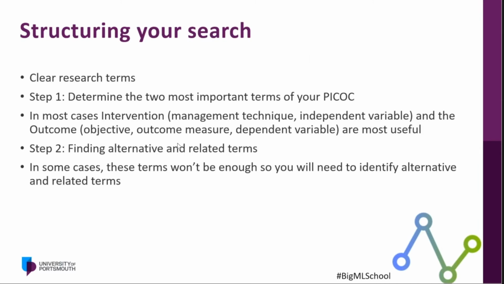The first thing you want to do is to structure a search of the academic literature, get some clear research terms. You want to determine the first two important terms. And for most people, the intervention, what's the management technique or the factor you wish to explore, is probably most important. And the outcome, business performance, might be the most useful thing to structure your search. So remote working, business performance. You might want to find alternative and related terms, in other words, to broaden your search if you don't find enough resources in your initial search of academic literature.